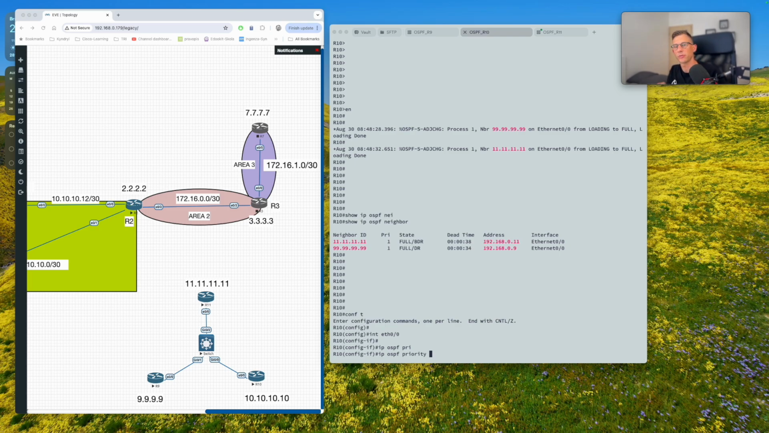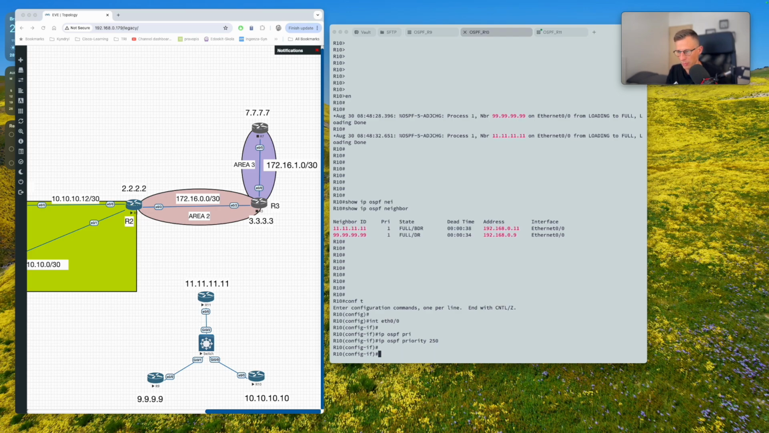The priority is from 0 to 255, and the highest priority wins. If you configure 0, it will never become a DR. If you configure 255, it's the highest priority. So we can pick something like 250 here. By default, the OSPF priority on all routers, if you don't configure it, is 1. And if you're configuring the priority, it's highly recommended not to configure the same priority value on two routers or two interfaces on the same network.